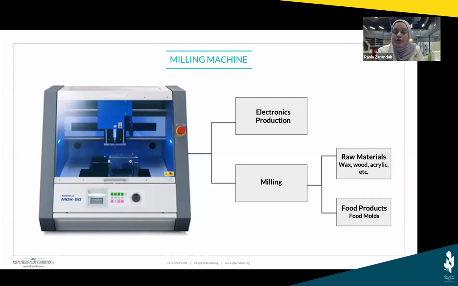The milling machine, or the Roland machine, is basically a very classic electronics production machine where you have a copper board and you do the etching process in this machine to create your traces. We basically use this machine for two different applications: electronics production and creating molds.